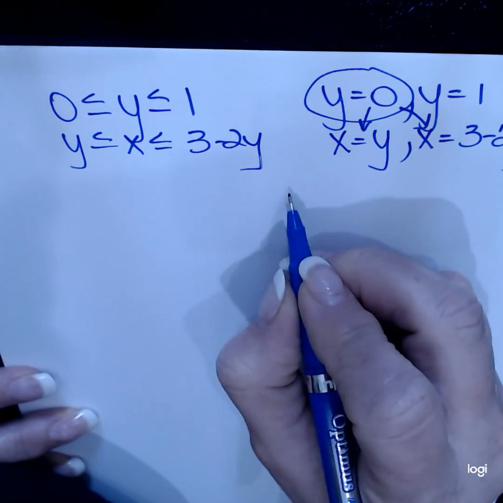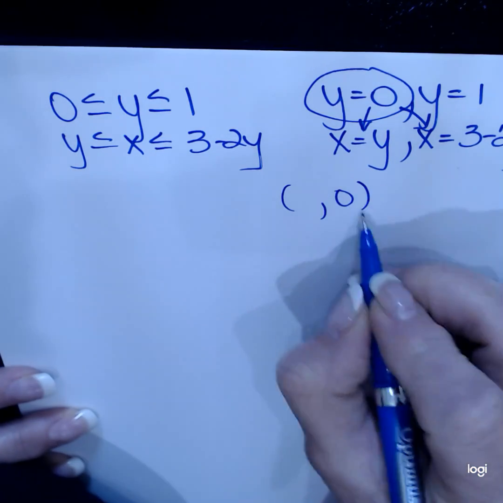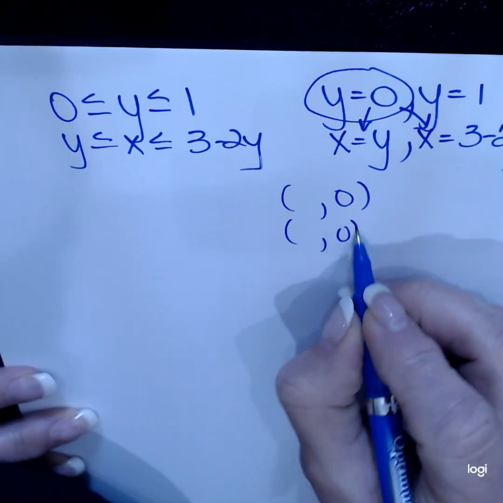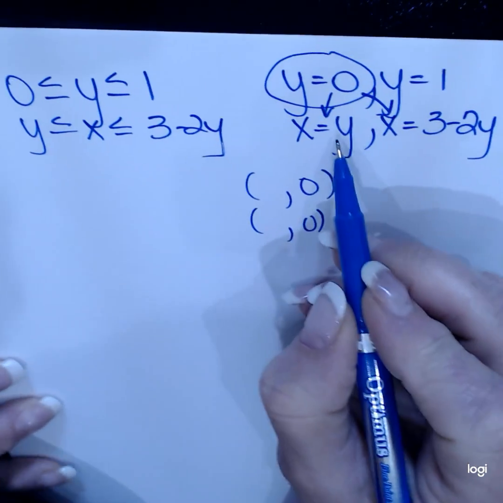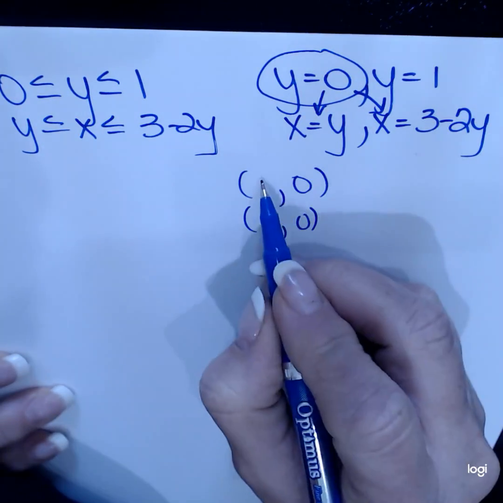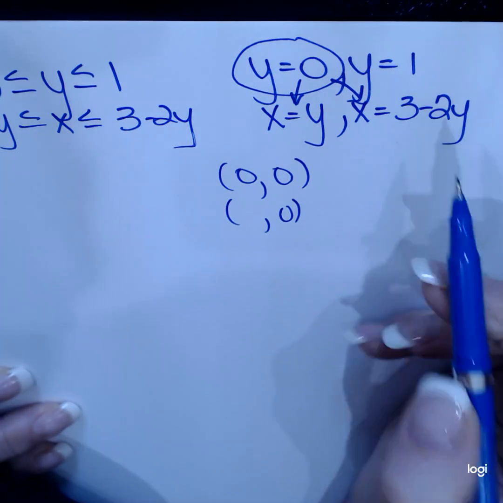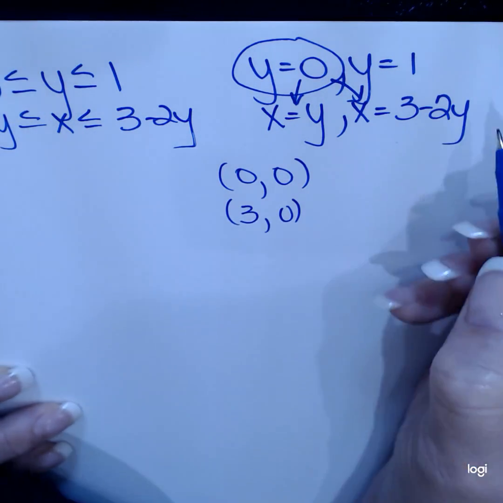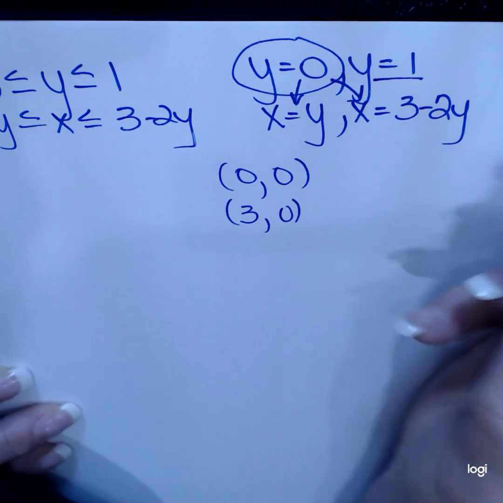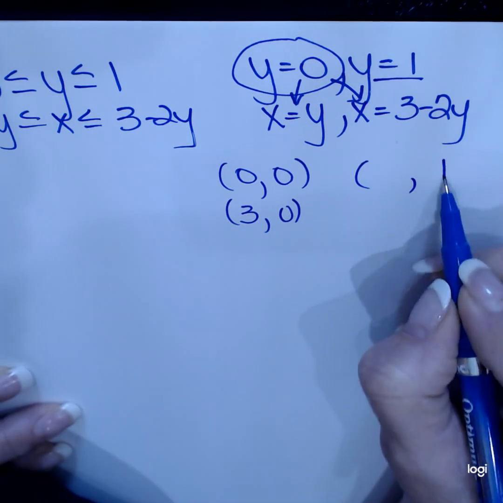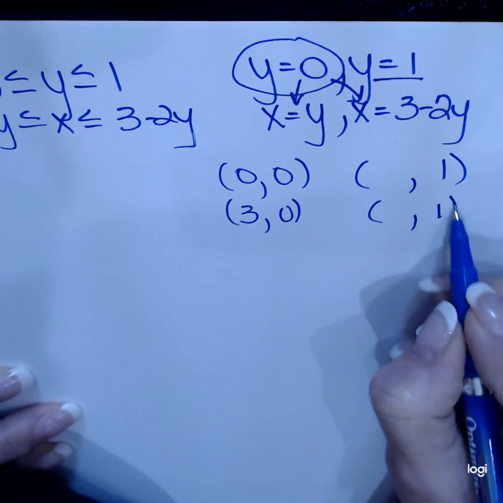So when y is equal to 0 here, I simply plug the 0 into this first equation, which tells me that x will be equal to 0. And then I'll plug in the 0 for y into this equation, which tells me that x is equal to 3. I'm then going to repeat the process here using y equal to 1.